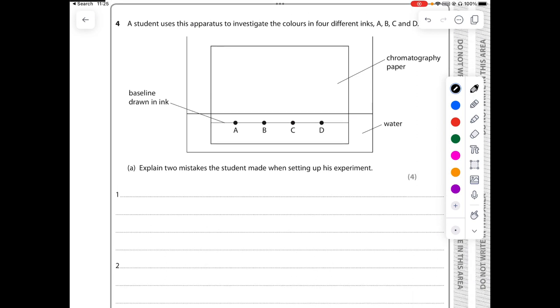Question number 4. A student uses this apparatus to investigate the colors in 4 different inks A, B, C, D. Explain 2 mistakes the student made when using this experiment. He is using chromatography. So what is happening? A baseline drawn in ink. The baseline is drawn in ink because ink is also a color, right? So that is the first problem, because it can be dissolved in water.